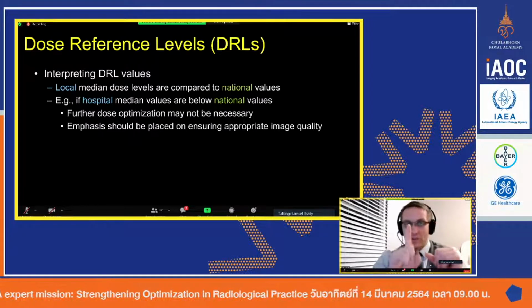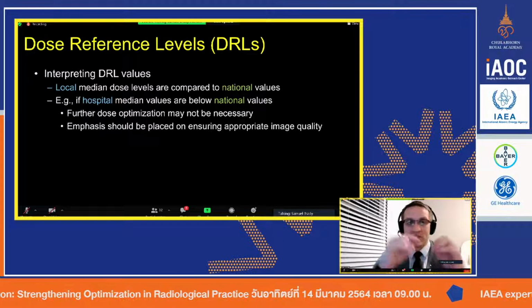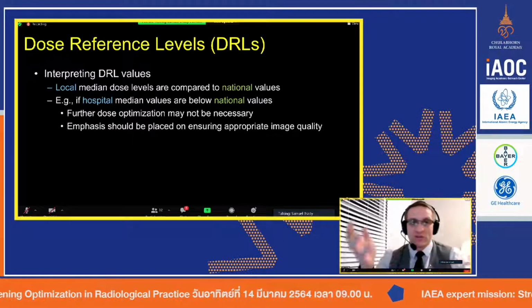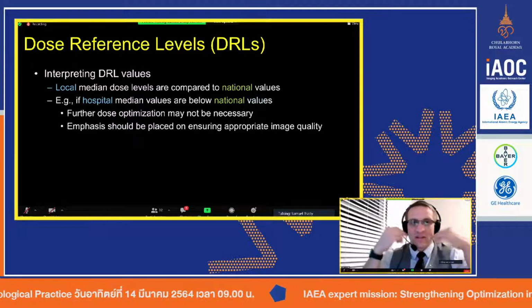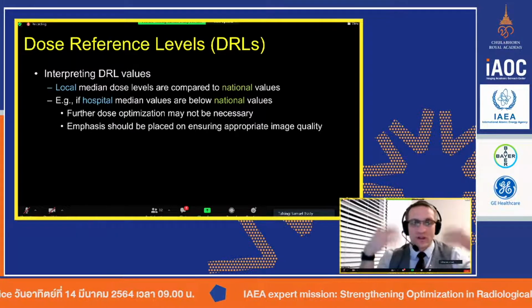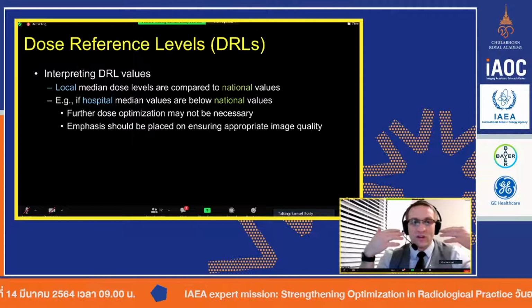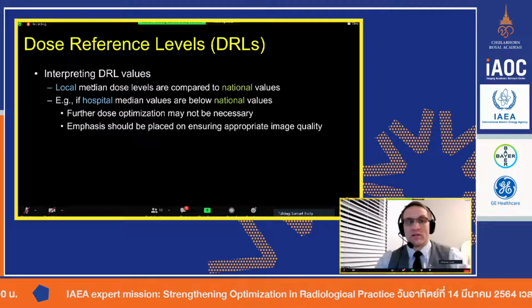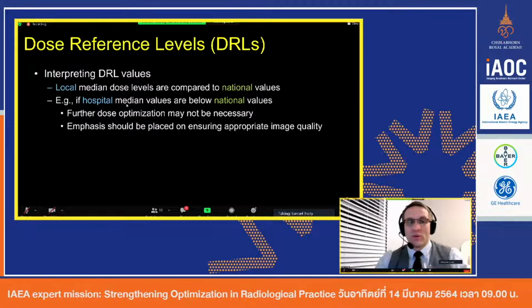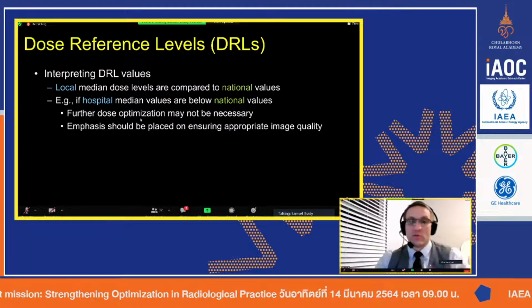This is why it's not a patient-specific value, but you'll take the median, say, let's look at 100, 200, 2,000 brain scans, face scans, neck scans, whatever it is you're trying to optimize. And then you get the median of that value, and then you compare that to the national DRL. And this will help us know what we're going to optimize and where we should optimize.